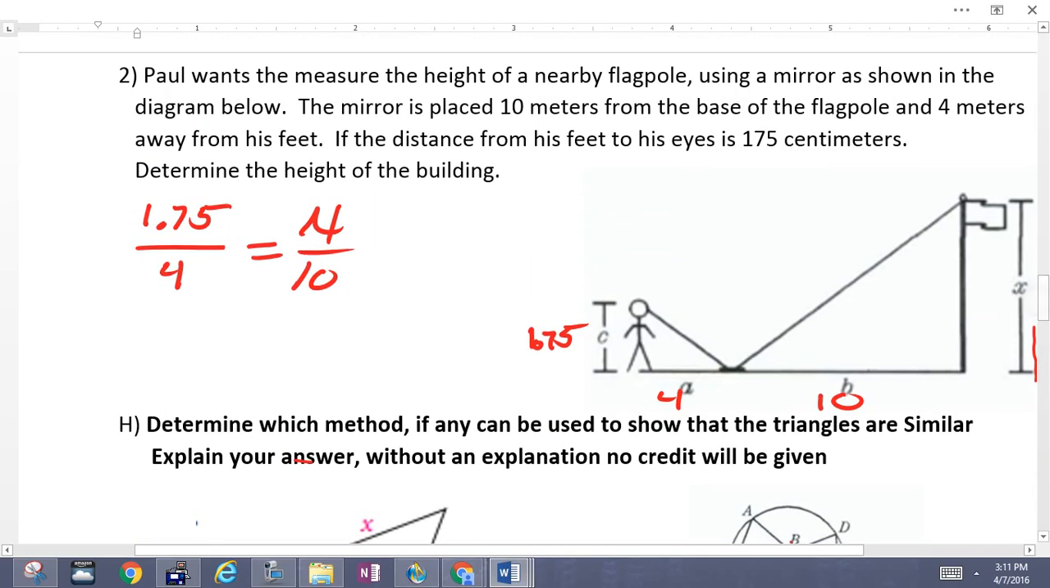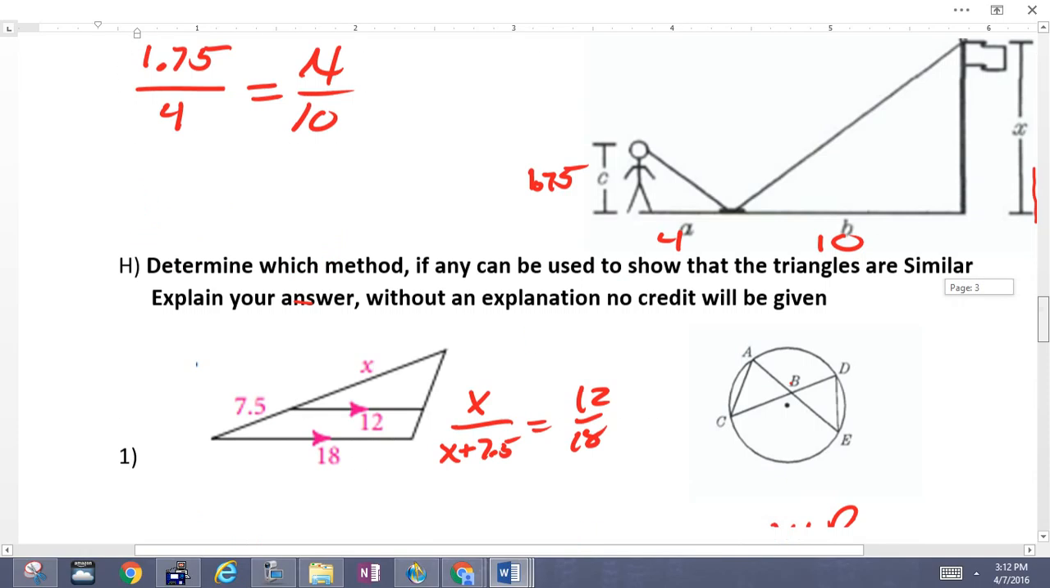Okay. Here's another indirect measurement using similar triangles. The height of the man to his distance from the mirror is proportionate to the height of the flagpole to its distance. So 1.75 is to x as x is to... 1.75 is to 4 as x is to 10. Cross multiply. Okay.